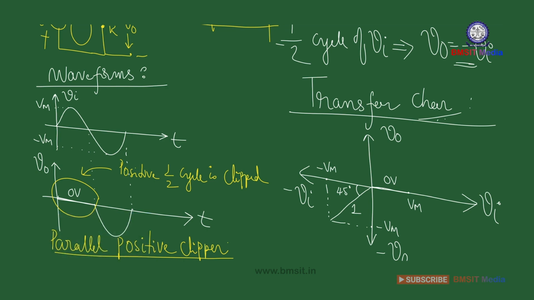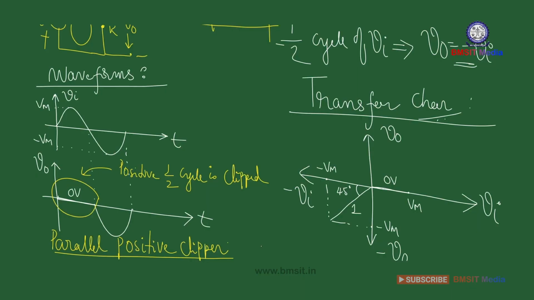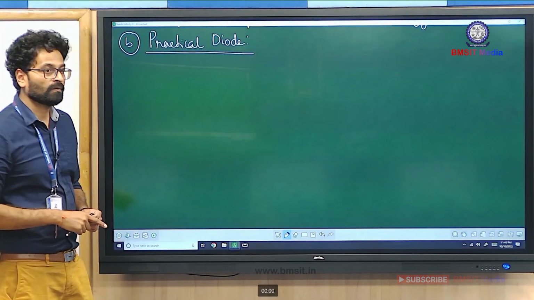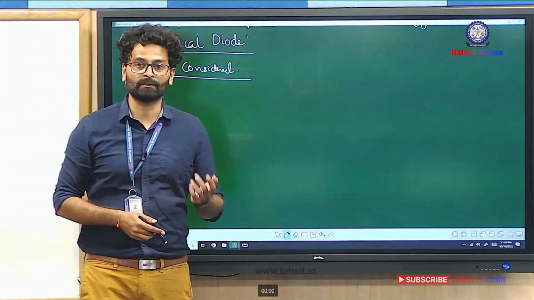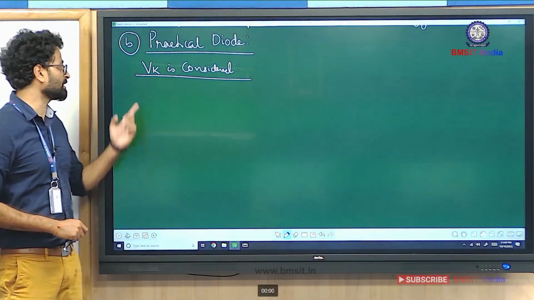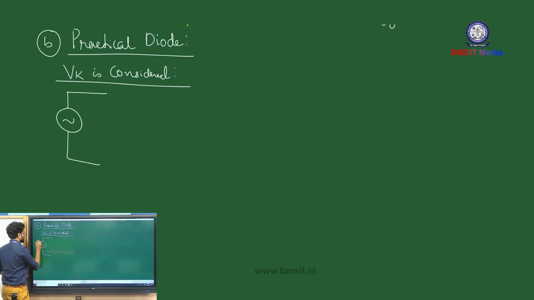Now let us look at practical diode analysis. Let us see how the practical diode will reshape. Let me write B. In case of a practical diode, we consider Vk. Whenever the diode is going to get forward biased, we are going to replace the diode symbol with a DC source having a potential of Vk. So let us consider the same circuit, that is the positive parallel clipper.